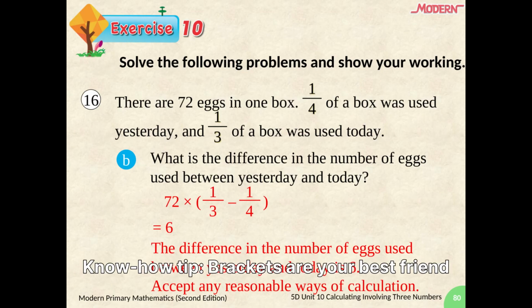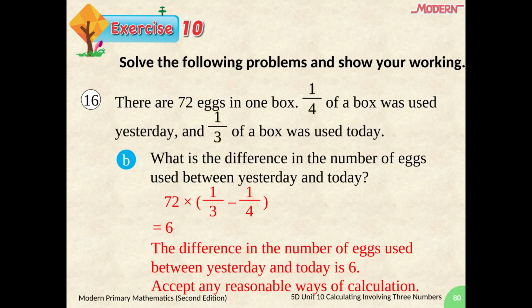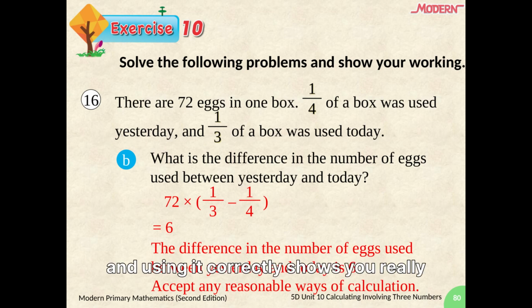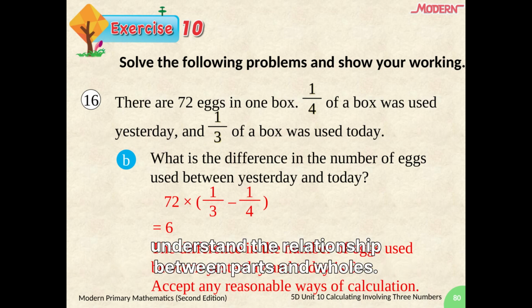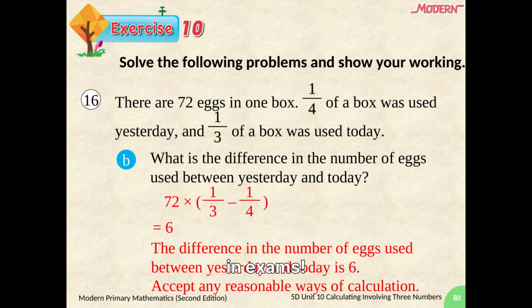Know-how tip. Brackets are your best friend here. They keep the fraction logic separate from the total number until you're ready to multiply. Method 2 is a more advanced tool, and using it correctly shows you really understand the relationship between parts and wholes. Practice this one-step approach. It's a real time saver in exams.